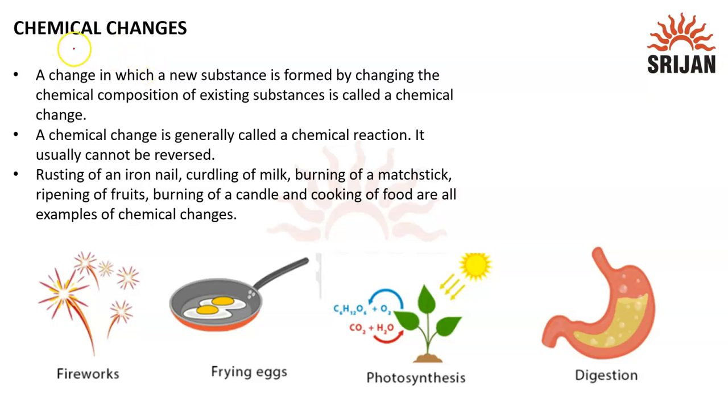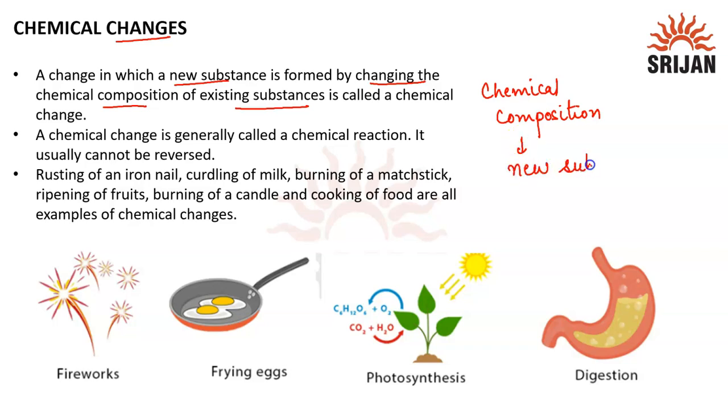So in this video we'll learn about chemical changes. A chemical change is a change in which a new substance is formed by changing the chemical composition of existing substances. Whenever a chemical change happens, the chemical composition of the substance changes and the substance becomes an entirely new substance. So we can say that a chemical change is accompanied by the formation of new substances which have different chemical compositions. A chemical change is generally called a chemical reaction.